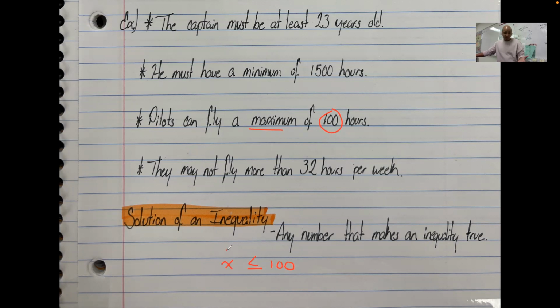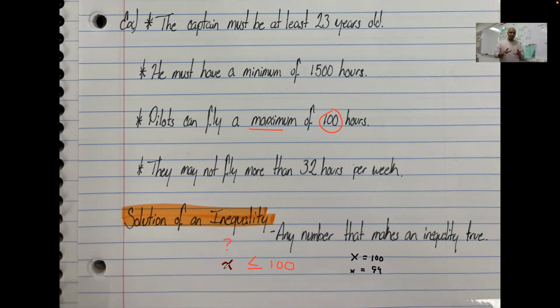What can x be? What can be the value of x? Well, x can be anything that is either exactly 100 or less than 100. So x could equal 100, x could equal 99, x could equal 5. Anything that is less than 100 would fit this description.